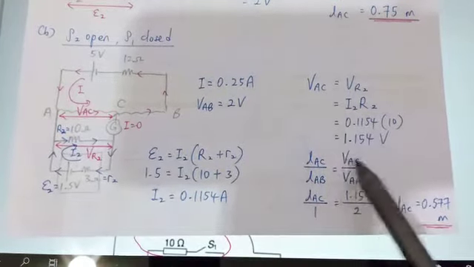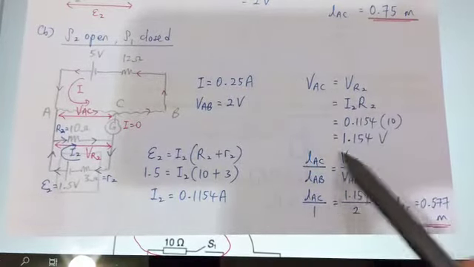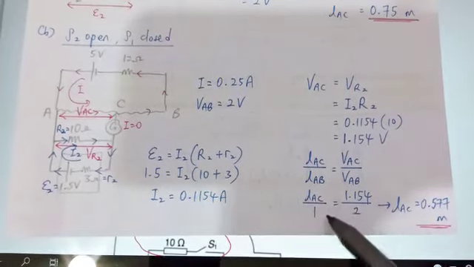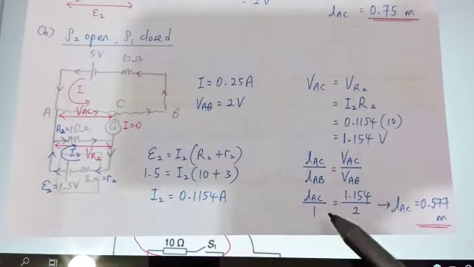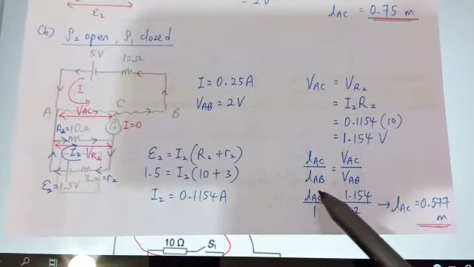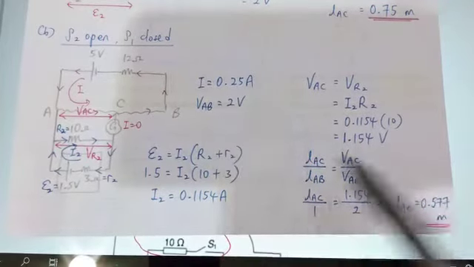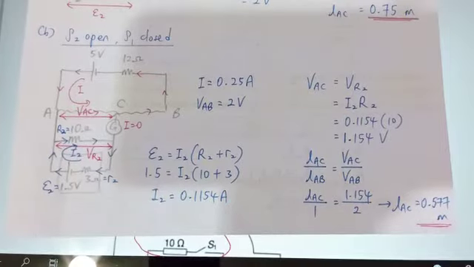Once we have VAC, our job is almost done. We can use the ratio to find the length AC. Length AC over length AB equals VAC over VAB. Substitute length AB, 1 meter, and VAB, 2 volt, same as before. We get length AC equal to 0.577 meter.